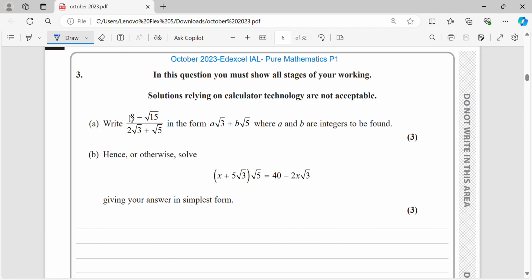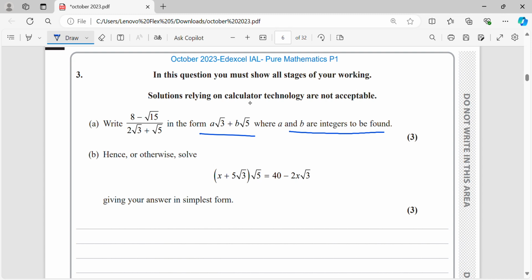In this video, I will be solving question number 3 from paper October 2023 Edexcel IAL Pure Mathematics P1. We will go through the problem step by step, ensuring you understand the concepts and techniques needed to tackle similar questions. Question number 3 is: write (8 minus root 15) over (2 root 3 plus root 5) in the form of a root 3 plus b root 5, where a and b are integers to be found.